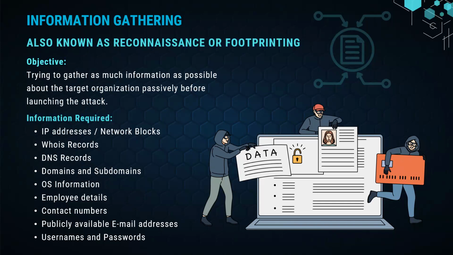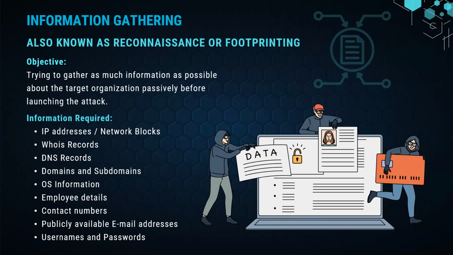Then employee details, contact numbers of the employees, email addresses of the employees, usernames and passwords of these employees, which might have been leaked online somewhere in any data breach. So again, all of this information is obtained in this phase. Believe it or not, all of this information is readily available. You only need to know what those resources are, what those websites are, from where you can get this information.